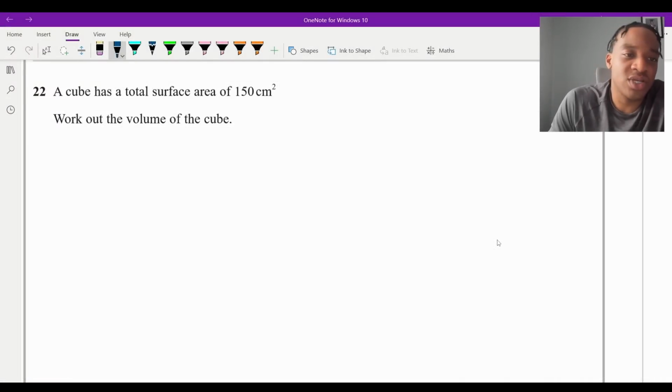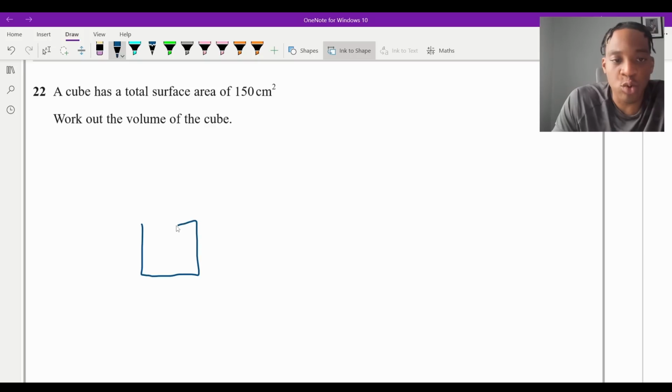Okay, so question 22 says a cube has a total surface area of 150 centimeters squared. We need to work out the volume of the cube. Okay, so firstly, let us get a picture of a cube. That's the first thing. Now, a cube is just going to be a 3D object whereby all of the faces are squares.